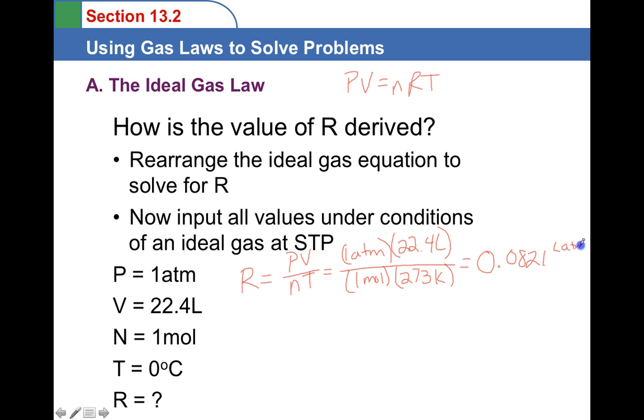liter atmospheres over mole Kelvin. And yes, I wrote atmospheres first, but that's okay. I just always remember it as liter atmospheres mole Kelvin. Okay, and that is what R equals. That's where R comes from. So R is always this value for the ideal, and then whatever your current pressure may be, your volume may be, your number of moles, and your T, you put those in whatever the question tells you.